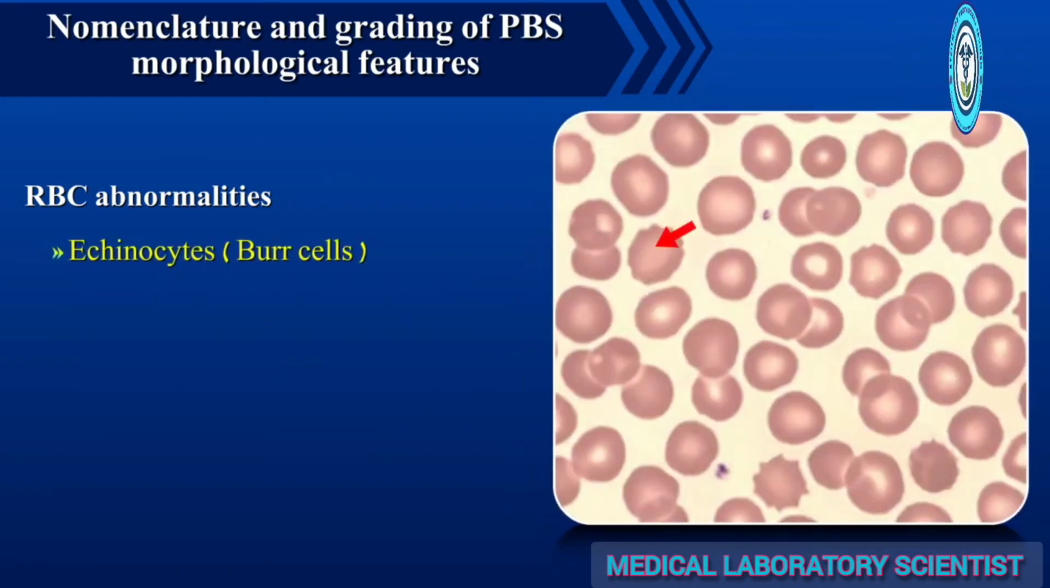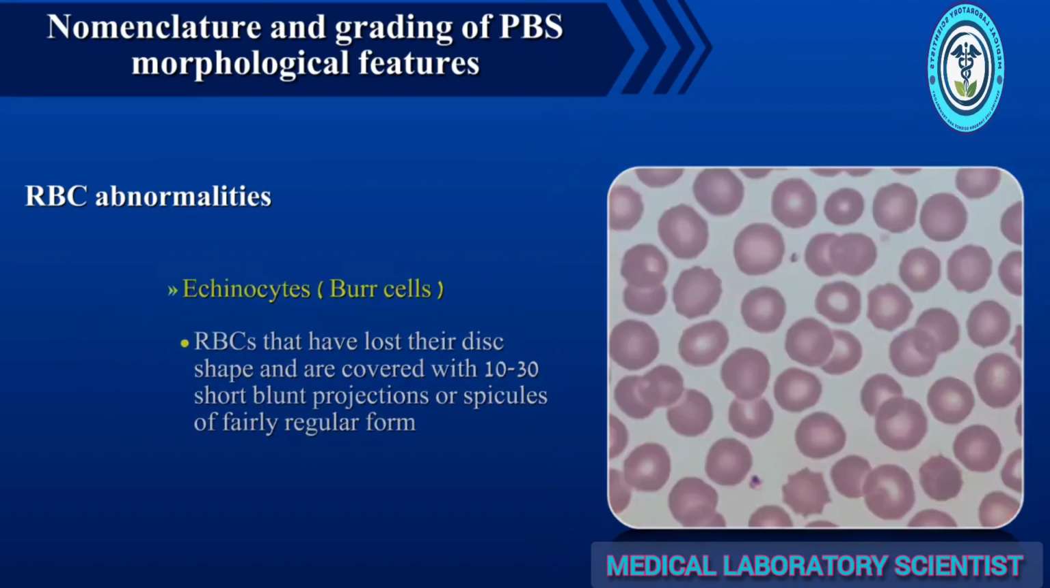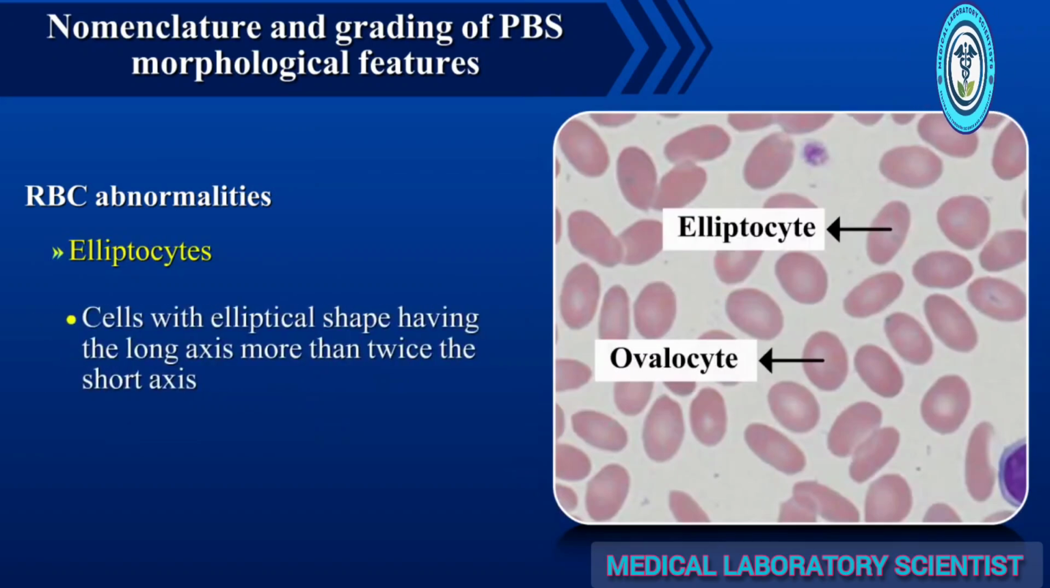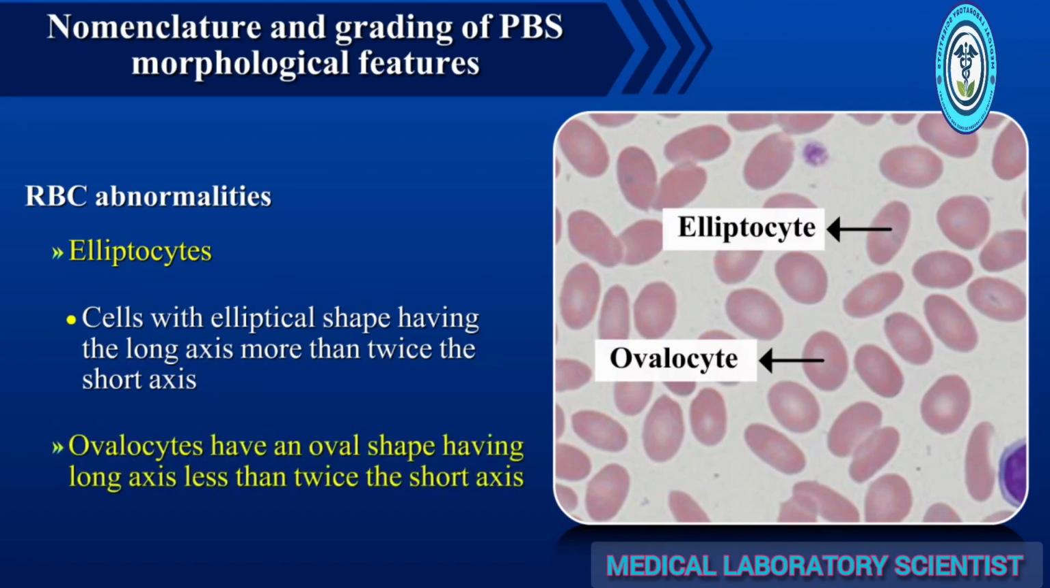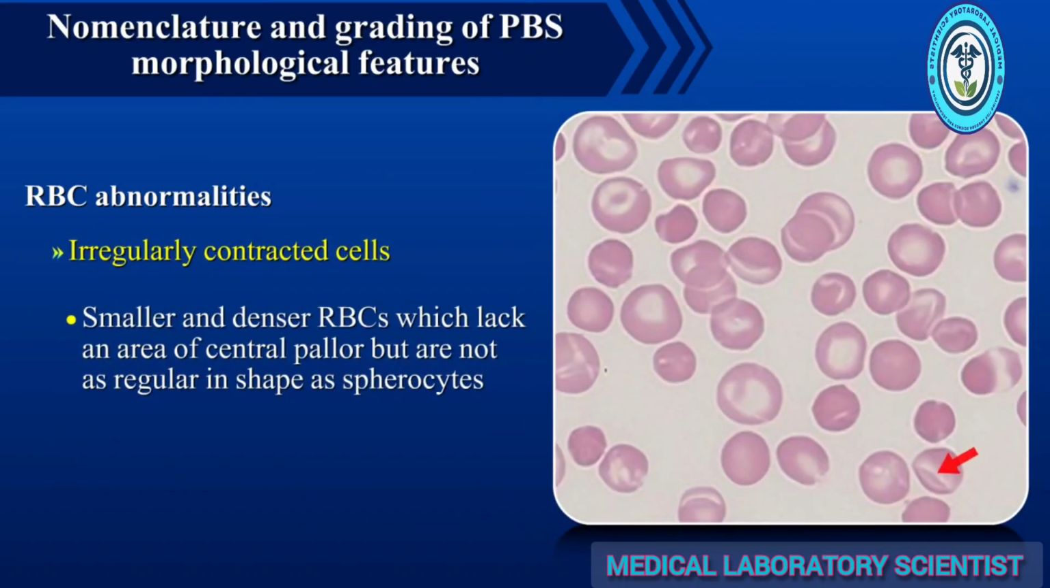Echinocytes, also known as Burr cells, are red blood cells that have lost their disc shape and are covered with 10 to 30 short blunt projections or spicules of fairly regular form. Elliptocytes are cells with elliptical shape having the long axis more than twice the short axis, while ovalocytes have an oval shape having long axis less than twice the short axis. Irregularly contracted cells are smaller and denser red blood cells which lack an area of central pallor but are not as regular in shape as spherocytes.